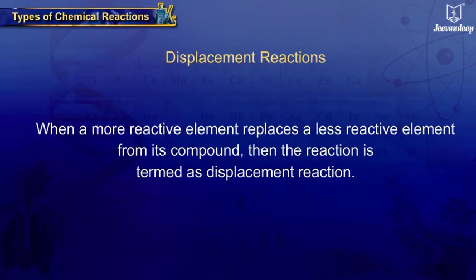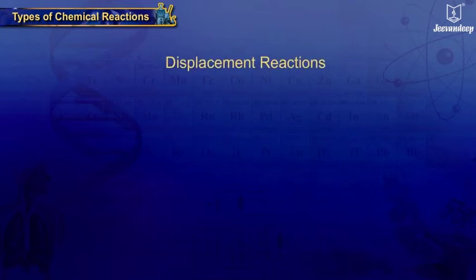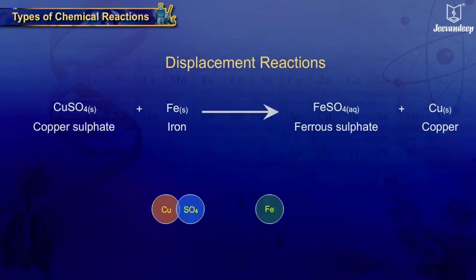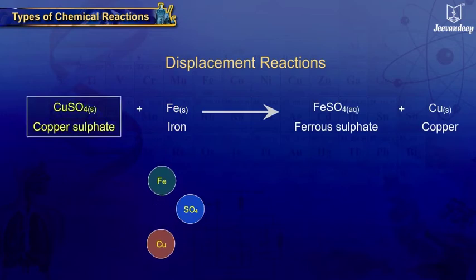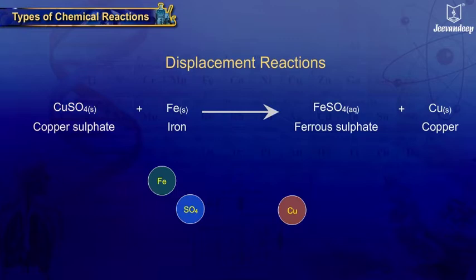Displacement reactions. When a more reactive element replaces a less reactive element from its compound, then the reaction is termed as displacement reaction. In the given reaction, more reactive iron displaces less reactive copper from its compound, copper sulfate, forming its own compound, that is, ferrous sulfate.